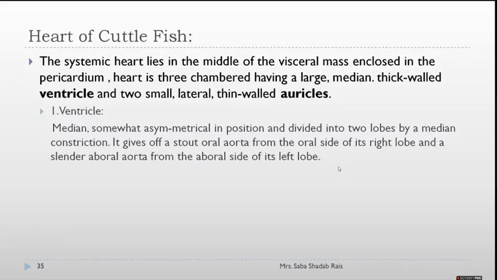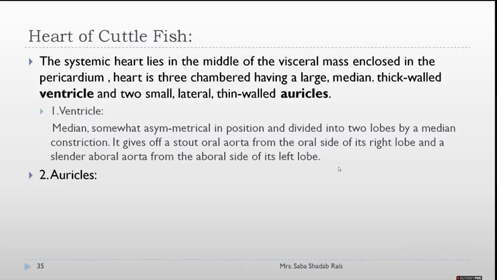This point is very, very important to remember, because when you are talking about the position of the blood vessels, you must remember what is happening from the aorta. One aorta is coming to the oral side, one aorta is coming to the aboral side. Now this oral aorta is coming from the right lobe of your ventricle, and your aboral aorta is coming from the left lobe. So this point is very important to remember.